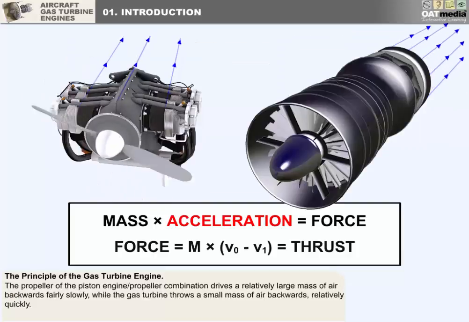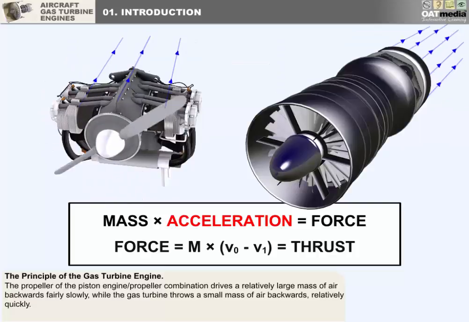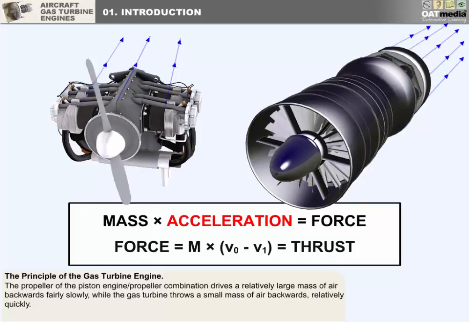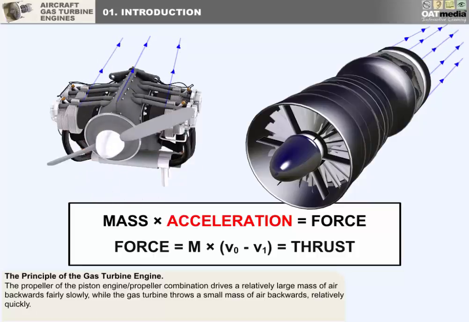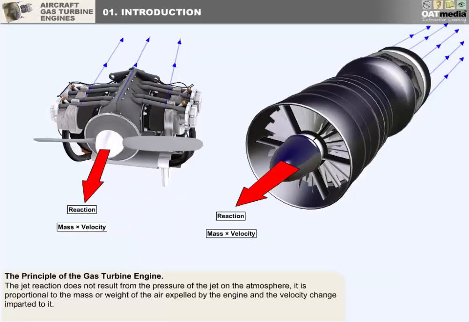With the piston engine propeller combination, the propeller drives a relatively large mass of air backwards fairly slowly, while the gas turbine throws a small mass of air backwards relatively quickly, and the velocity change imparted to it.